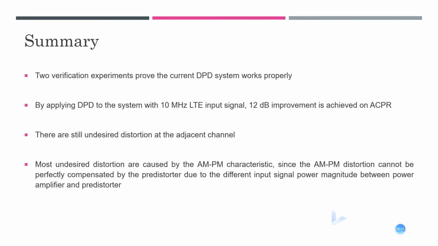But there is still some undesired distortion at the adjacent channel. Most undesired distortion is caused by the AM/PM characteristic, since the AM/PM distortion cannot be perfectly compensated by the distorter, due to the different input signal power magnitude between the power amplifier and the predistorter.